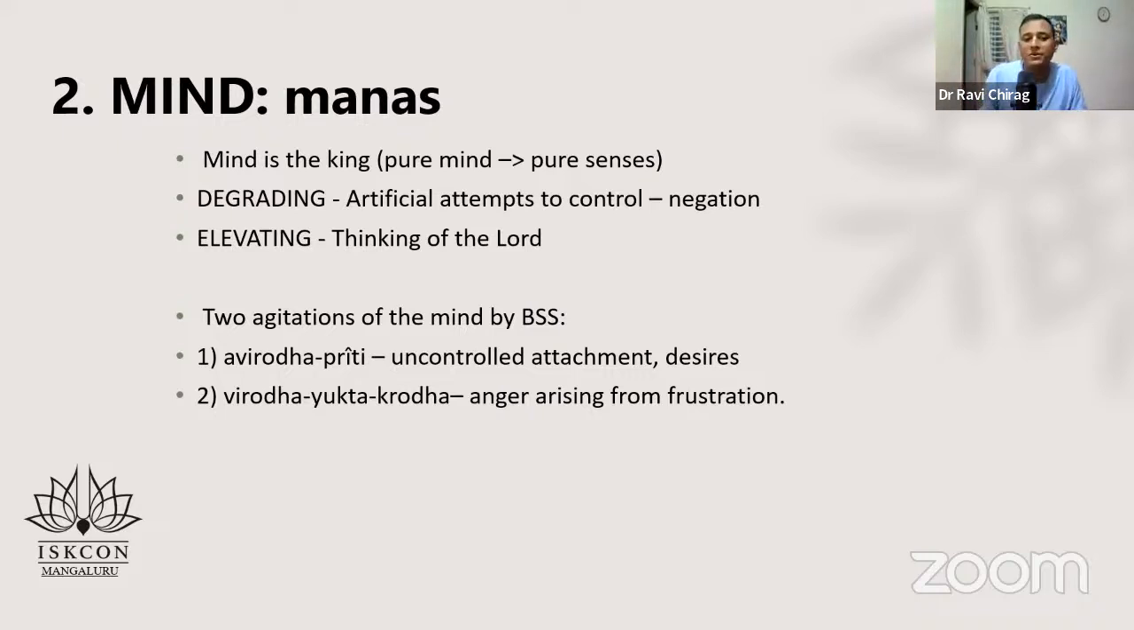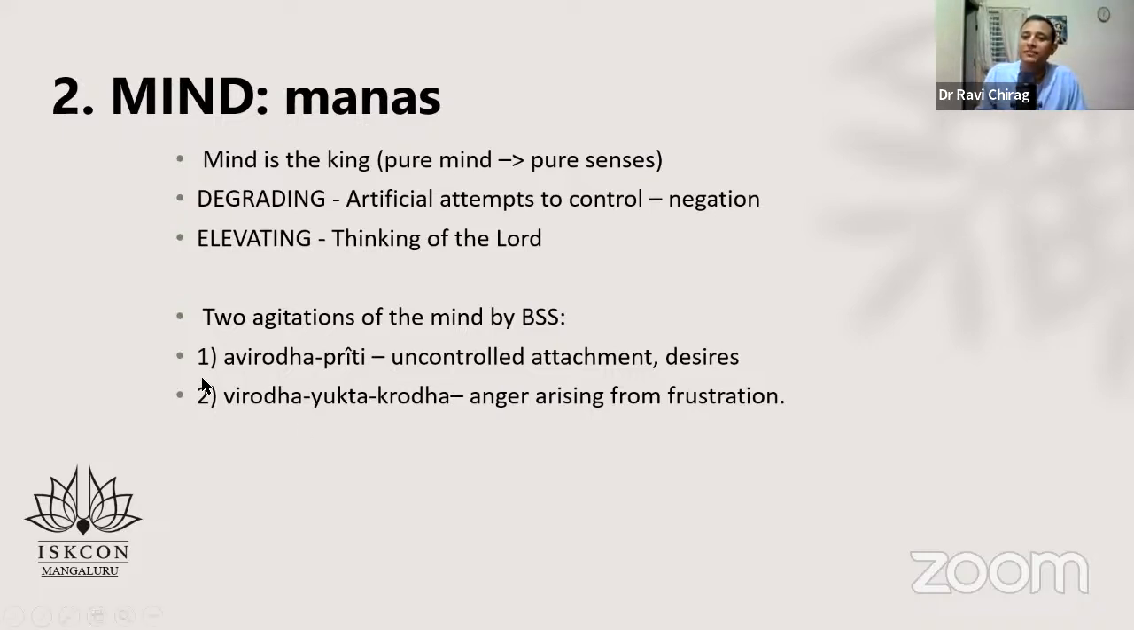Okay. So two agitations of the mind by Bhakti Siddhanta Saraswati Thakur. Avirodh Priti, uncontrolled attachment or desires. If you have too many desires, that is called Avirodh Priti. This will lead to agitation of the mind. Okay. And the second one is called Virodh Yukta Krodha, anger arising due to frustration. If you don't have the desires fulfilled, it will lead to anger and frustration.